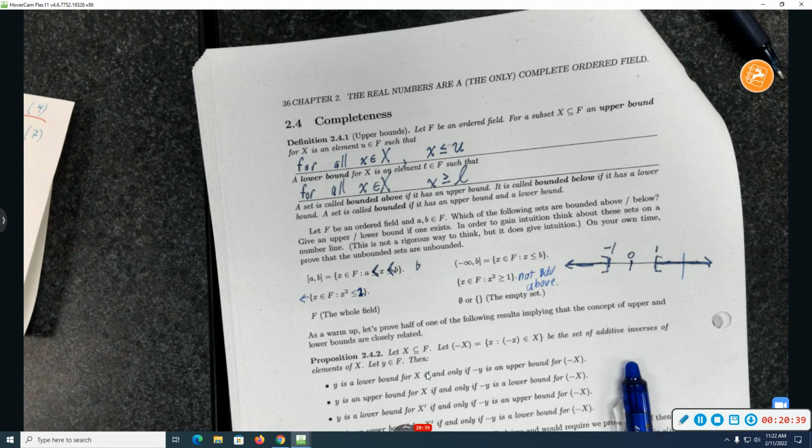Because 3 is an upper bound, right? 3, I think, is also an upper bound. But what if we don't care what the upper bound is? What if we just care: is there an upper bound? That would make me happy too. In fact, I think 2 is probably also an upper bound. But we don't care about getting the best upper bound right now.